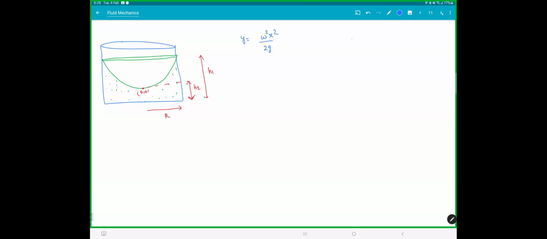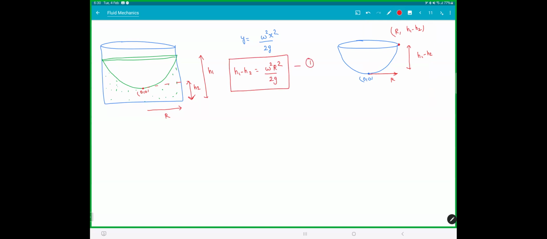So here, look at this thing. When you took this parabolic equation, if you take this as your origin, this height here was H1 minus H2, and this was your radius. So this corner ka coordinates are r comma H1 minus H2. If you substitute here, you will end up with H1 minus H2 is omega square r square by 2g. This is equation 1, everyone. The difference in height is omega square r square by 2g.